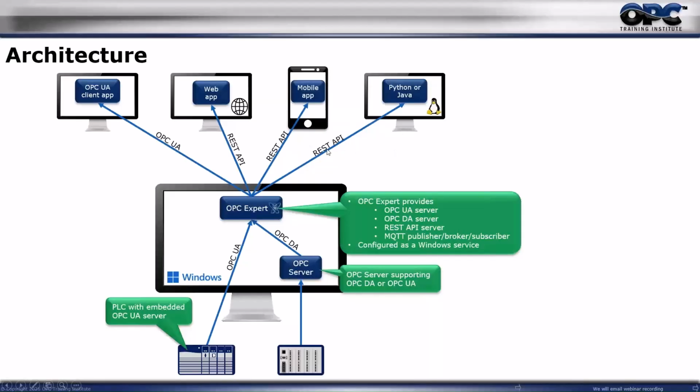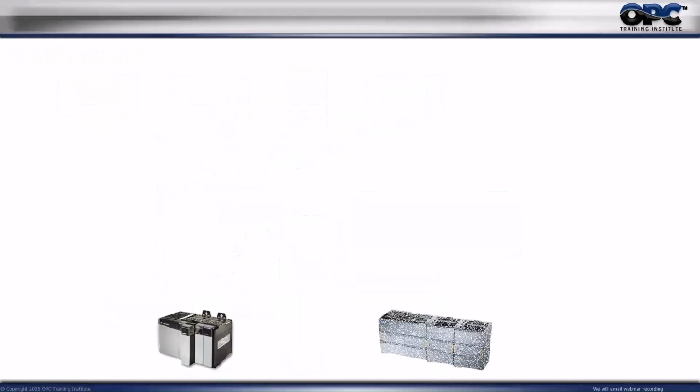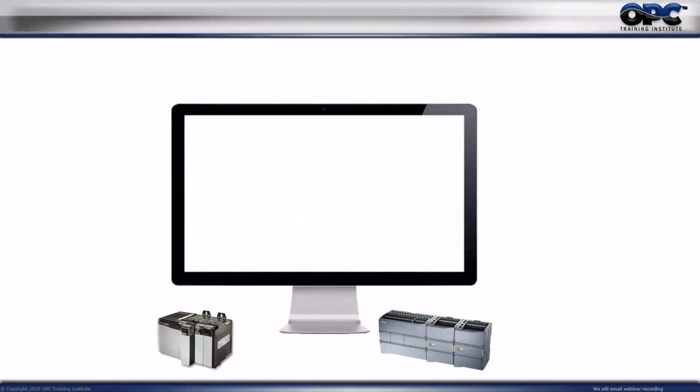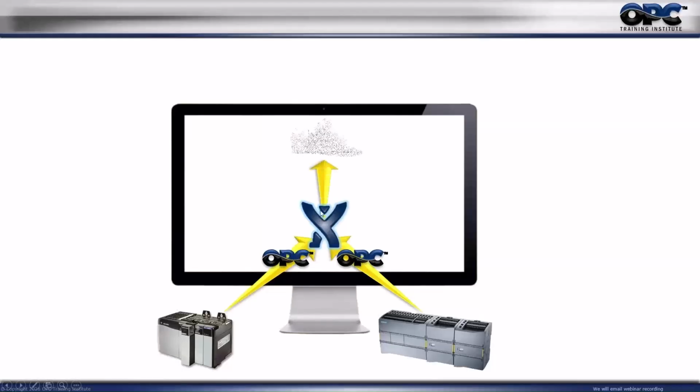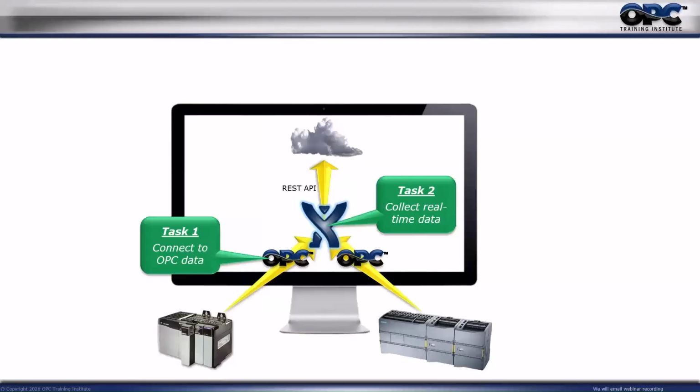So let's have a look at the very specific example that we're talking about here. So again, we've got a couple of controllers. The data is going to go to OPC Expert via OPC servers, as we see here. Then we'll take that data and send it out to Python. The steps we're going to take are these. So number one, we're going to connect to these OPC data sources. So first we connect, then we collect the data, and then we're going to develop the application, and I'll show you how to write these.